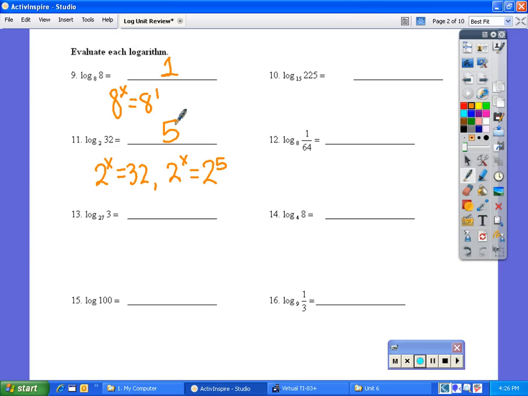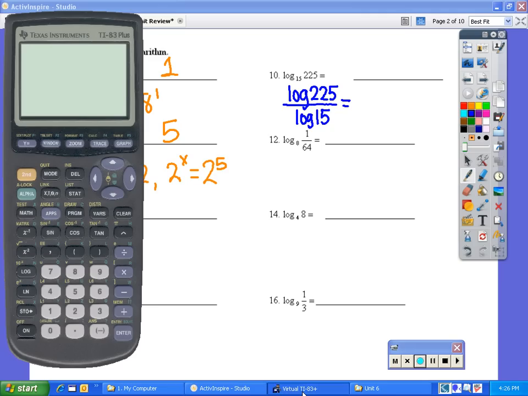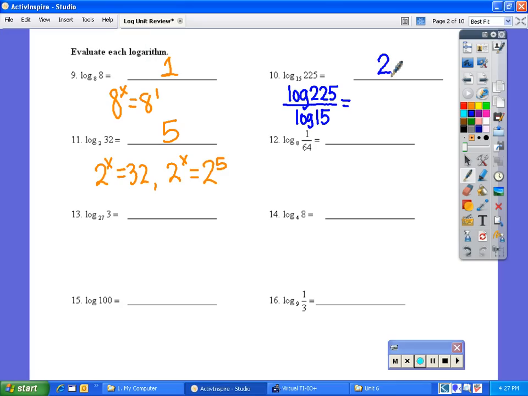Now let's say you wanted to do this in your calculator. If you do this in your calculator, you can just put it in the change of base formula. Log of 225 over log of 15. This is another way of doing it. So now when you put it into your calculator, you put it in as log of 225 divided by log of 15, enter, and you'll see that the answer is just simply 2. So 2 ways of doing the same thing. You can do change of base again.